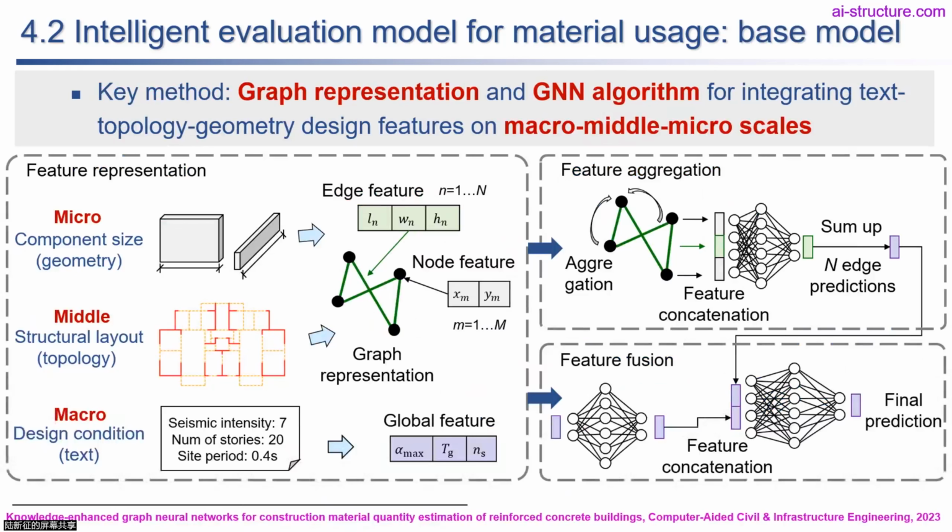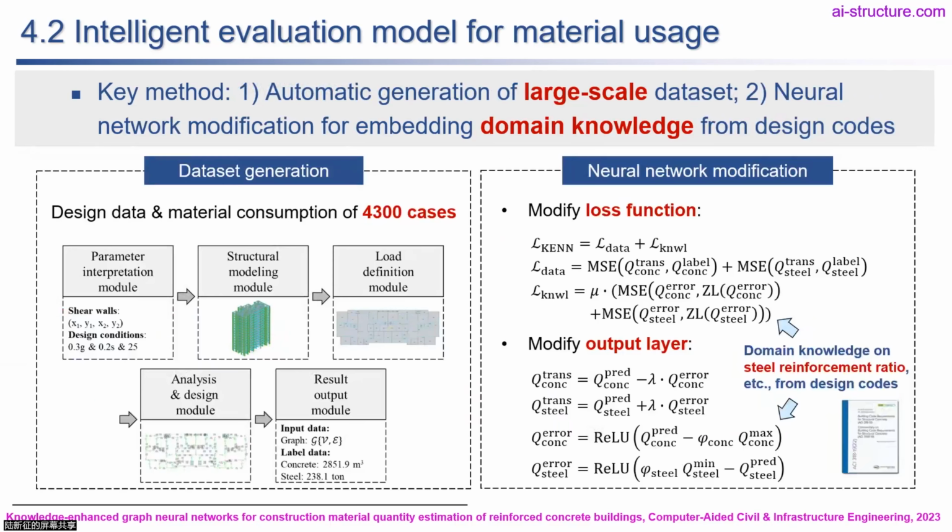We can use the edge of the GAN to present the macro scale, for example, the component size. We can use the node and edge topology to represent the structure layout topology, and also use the global feature vector to represent the design condition. So we can use a GAN to present the entire structure information. And then we need to train the AI. That is the advantage of generative AI.